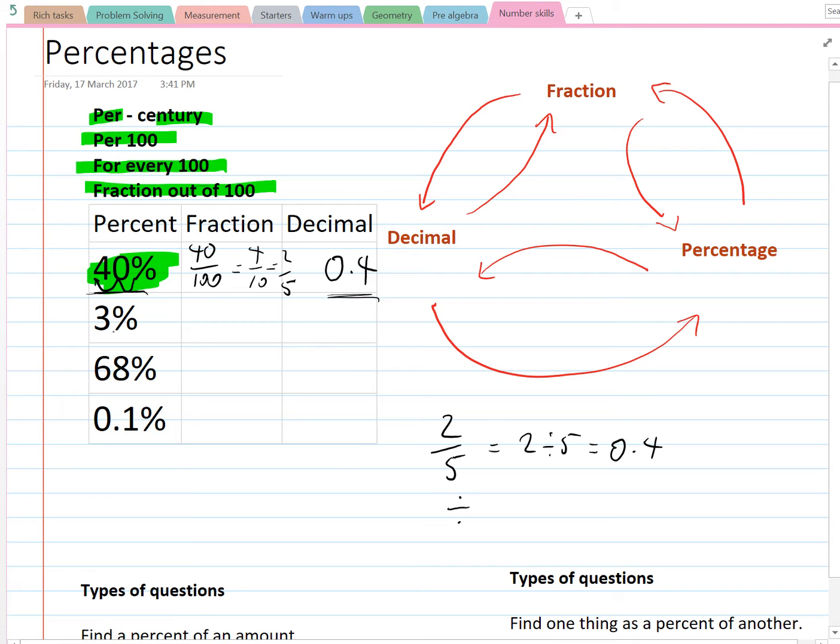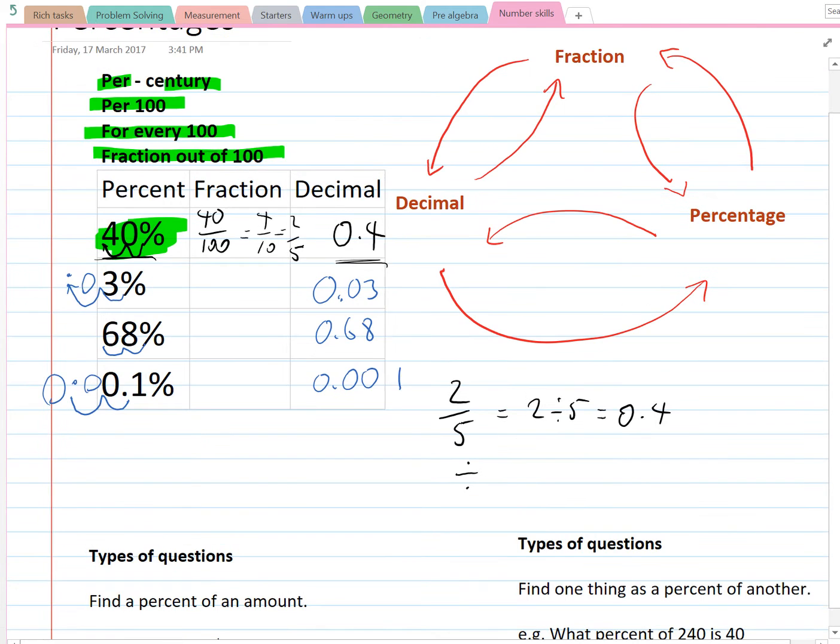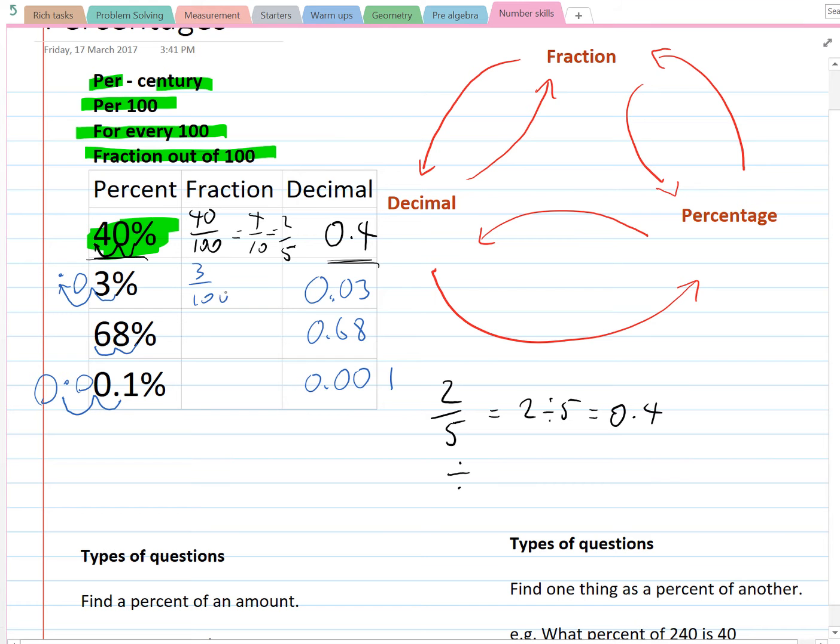So I can do the same with this number here, move the decimal place 2 places. I can go 1, 2. Okay, I need a placeholder in there, and there's my decimal point. So decimal is 0.03 here. This one, 1, 2, 0.68 here, 1, 2. Put a placeholder in there like that, and I get 0.001.